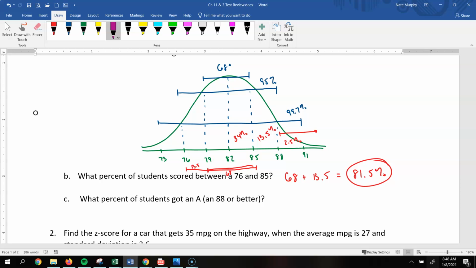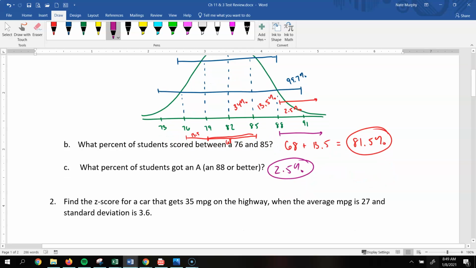The next one, what percent of students got an A? That's an 88 or better. So that would be this much, which we know is going to be 2.5%. So that's just a review of how to read a normal curve and how to set one up. So you want to make sure you know how to do that.